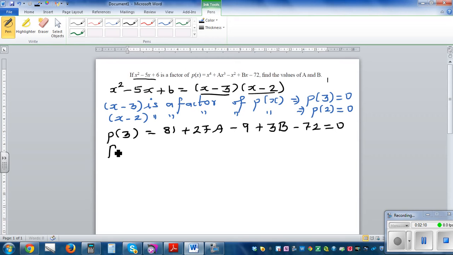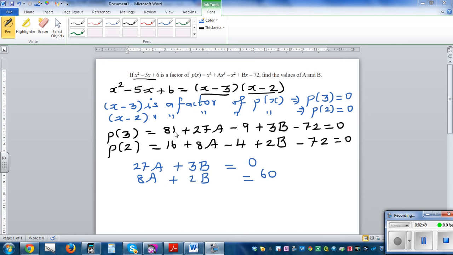Same way we can put p of 2 is also 0. So if you put 2 in this equation, what are we getting? 2 raised to 4 is 16, plus 2 cubed is 8, so 8a, minus 4, plus 2b, minus 72 is equal to 0. So from this, if you simplify this, I'll pause the video, I want you to do the rest yourself.